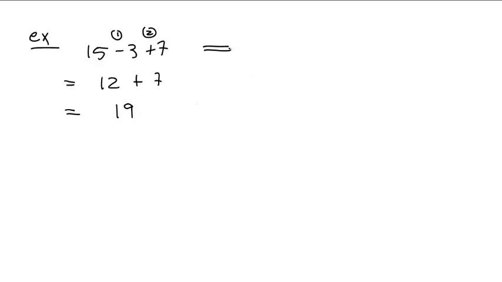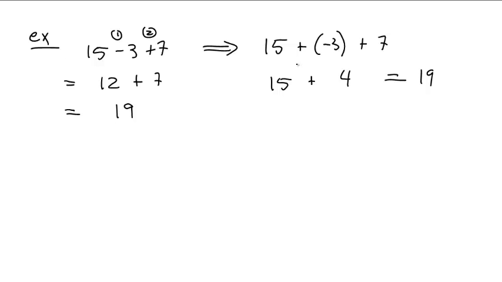What is really happening? We can turn everything into addition, because addition and subtraction are basically the same thing. This is like 15 plus negative 3 plus 7. And now you can do it in any order you want. You want to do these two first? Sure. That's going to be 15 plus, what's negative 3 plus 7? 4. That gives you 19. You want to do the first two first? 15 plus negative 3 is 12, and 12 plus 7 is 19. So you get the exact same answer both times.